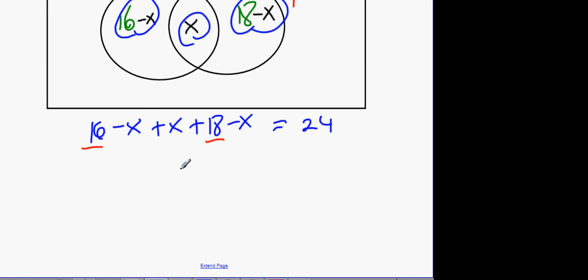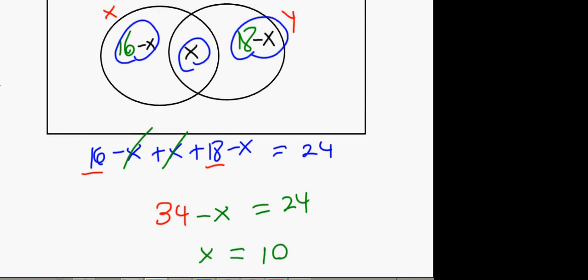18, 16 plus 18? And how many X's do I have? See, they cancel. The minus X and the plus X cancel. And that was this minus X equals 24. Now, what's X equal to, Aaron? X equals 10. 10. Have I answered the question?